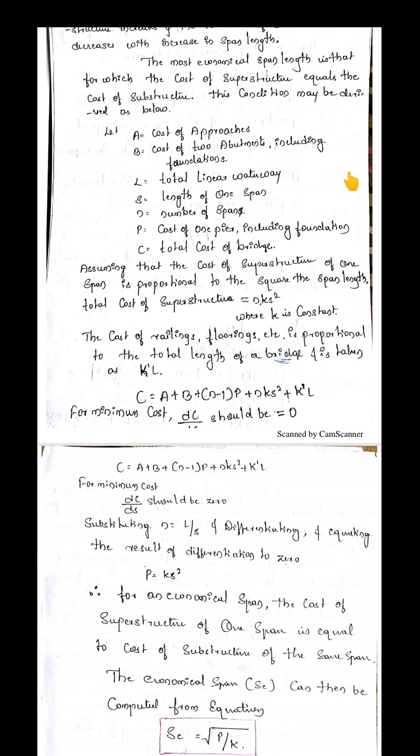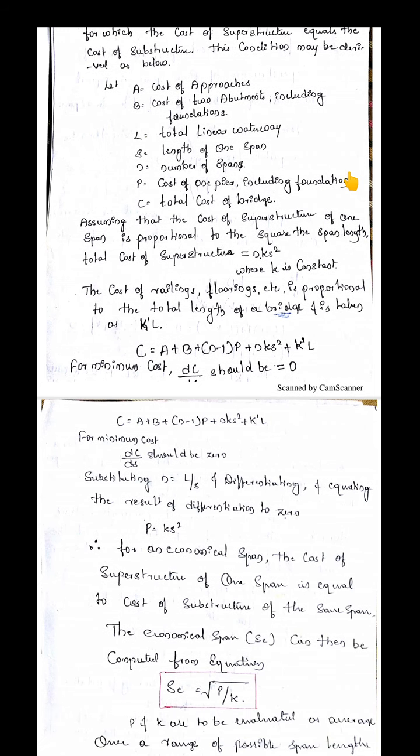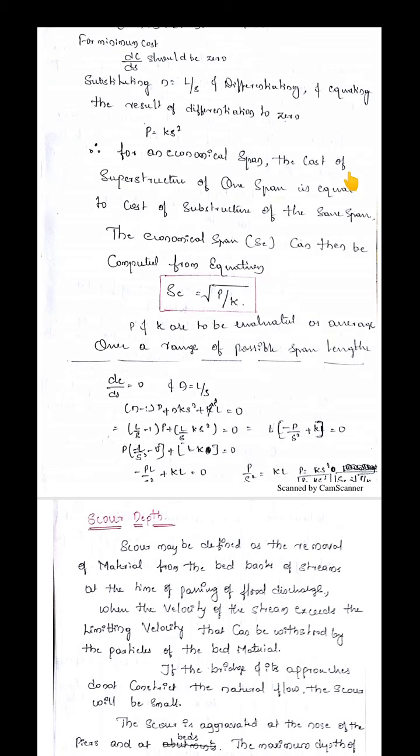Differentiation of 1 by S, that is equal to minus 1 by S square. Differentiation of 1 is 0, P we will take it out.